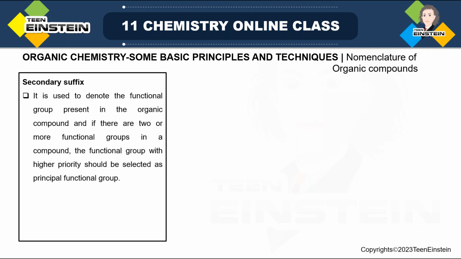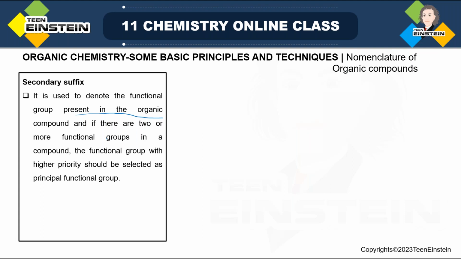What about the secondary suffix? Now this is very important because you are going to see so much variety. As we know, there are different types of functional groups, and based on that we can have different terms for different functional groups that we will use as the secondary suffix. So see very carefully, it is used to denote the functional group present in the organic compound, and it is not that you will always have one functional group. You can have more than one functional group.